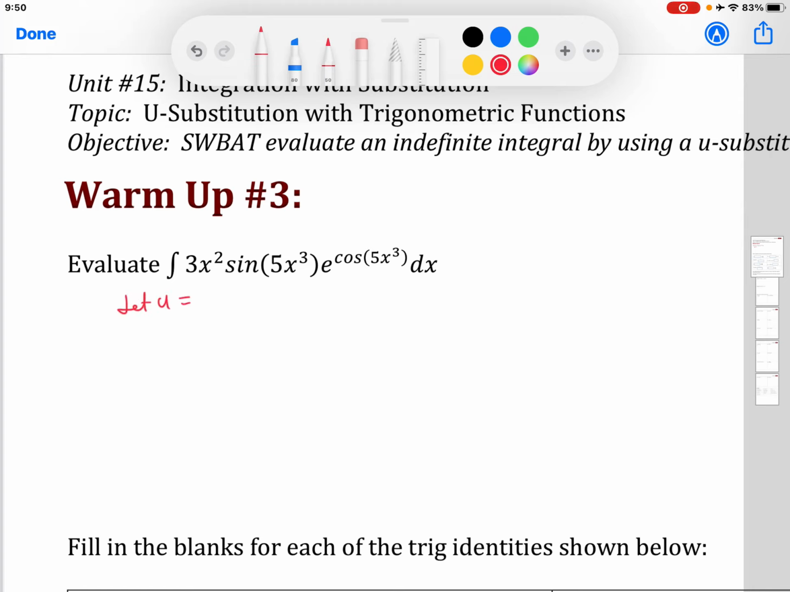equals cosine 5x cubed, right? So now let's take the derivative. So du would be, when you're doing the derivative of cosine, it's negative sine, and we don't change the inside, leave it as it is, times the chain rule, the derivative of the inside, which is 15x squared dx. So now again, look at what I have and what I want to replace it with.